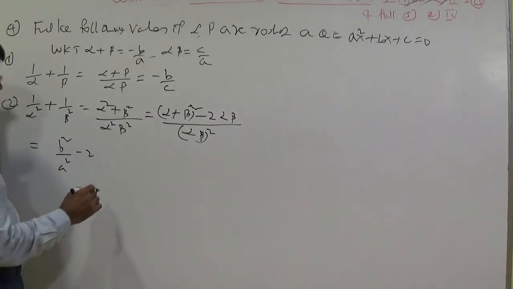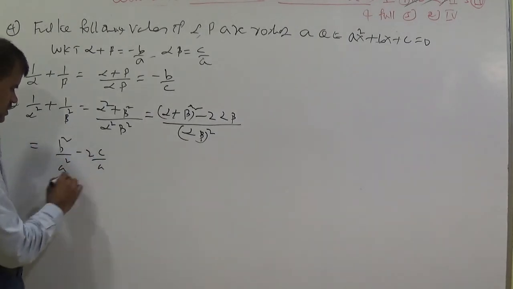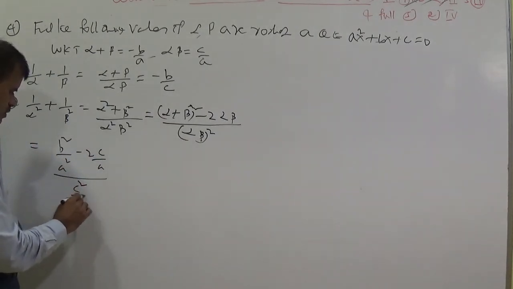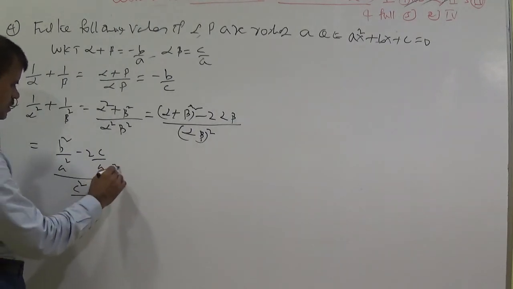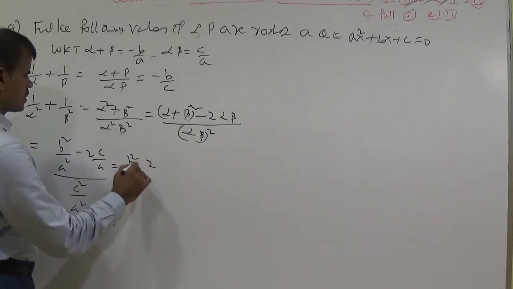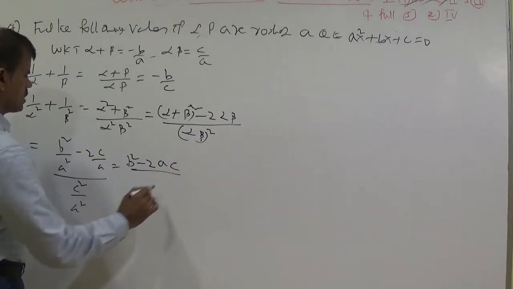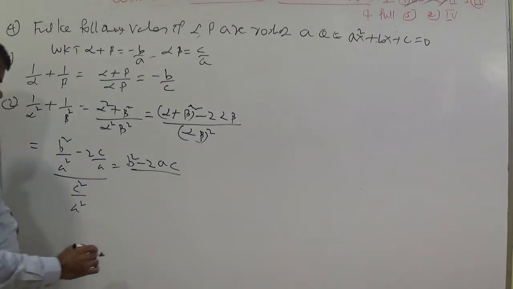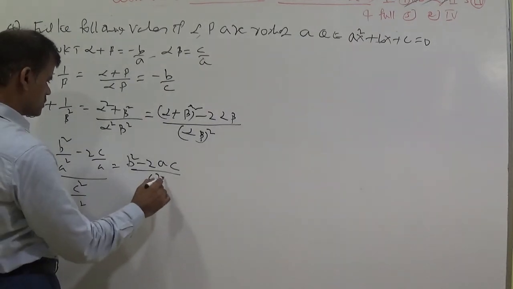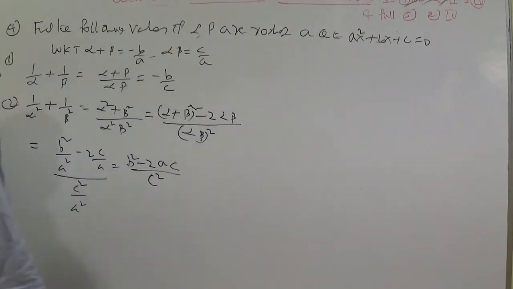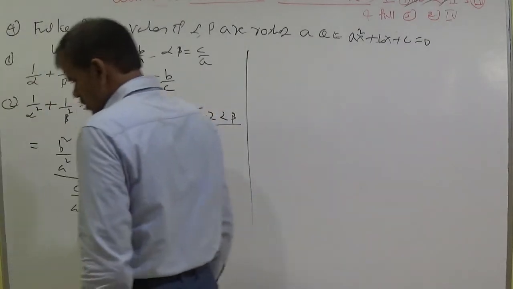Here b square by a square minus 2c by a, by you can write here c square by a square. You can write here by taking LCM as a square, b square minus 2ac by c square, because the denominator a square and a square will be getting cancelled. Next question, third one.